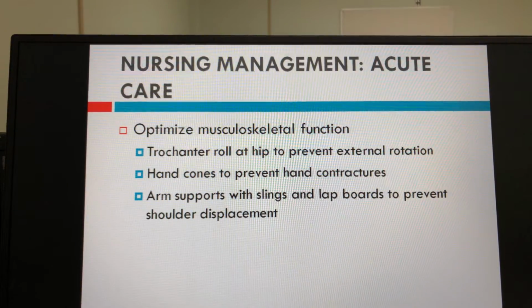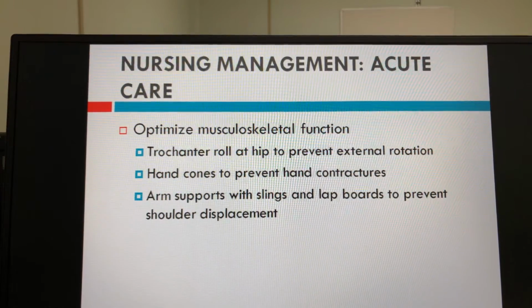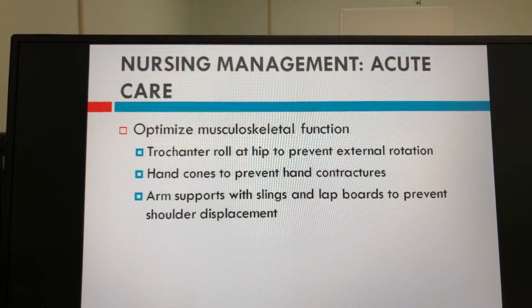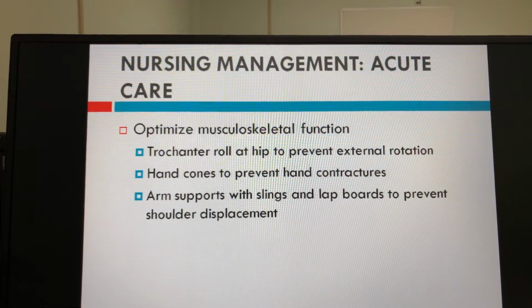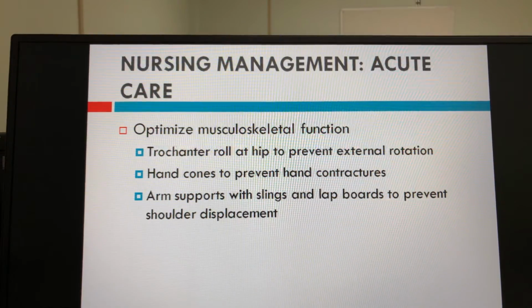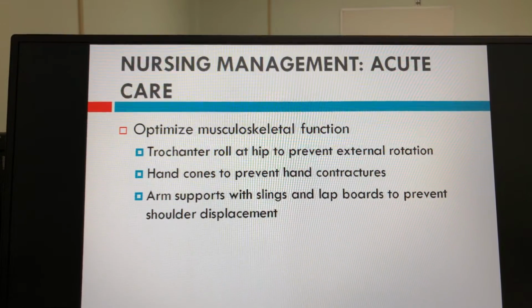We want to optimize musculoskeletal function. We want to put a trochanter roll at the hip to prevent external rotation, make hand cones to prevent hand contractures, and you can get some of those little soft spongy things from PT/OT, but I always worked in indigent places, so I would take a face towel and roll it up and then put tape around it so it'll stay, and put that in the hands so that they don't develop contractures. Arm support with sling and lap boards to prevent shoulder displacement.